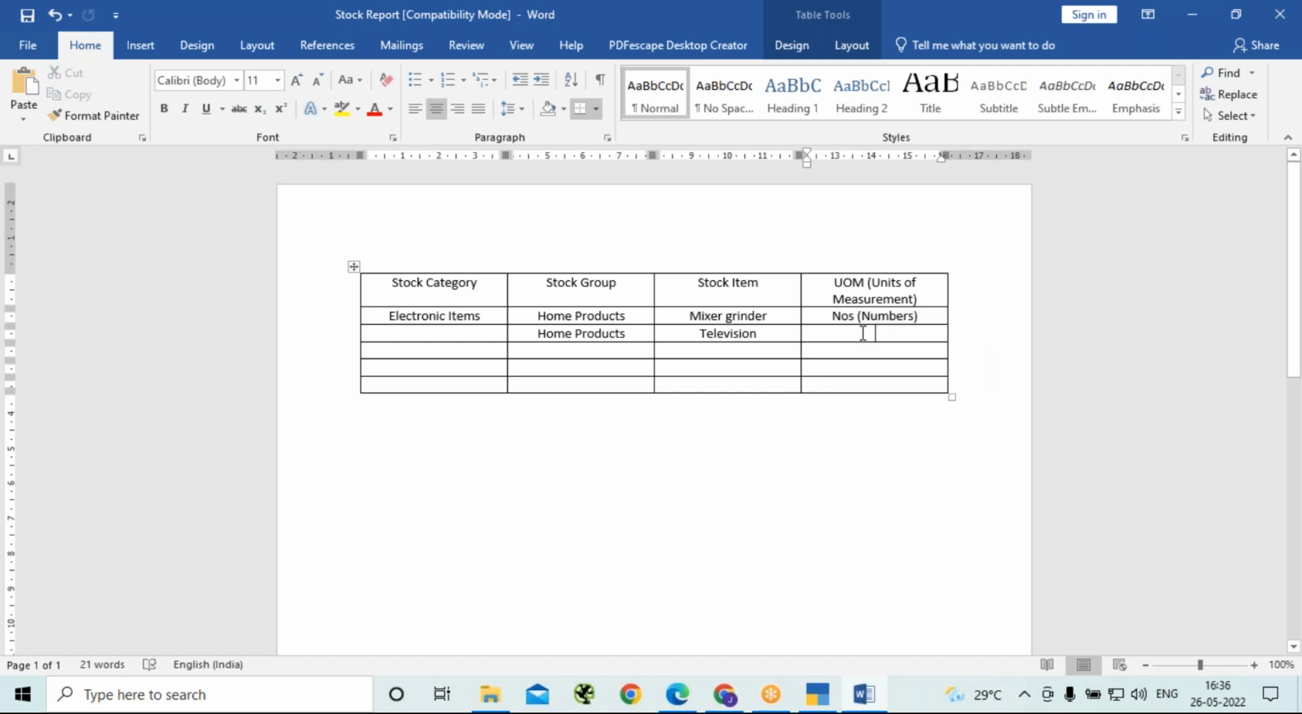Okay. Now, if I take another product which is office related, office product, in that case I can give it as laptop. And this I can give as pieces. Okay, now let me choose one more category type of item. That is furniture.